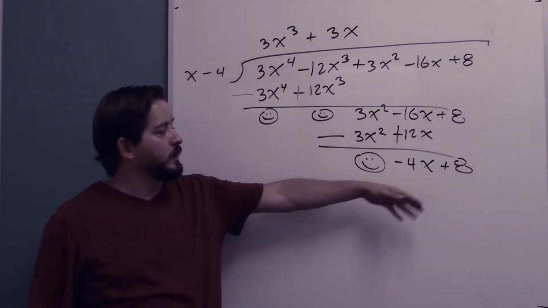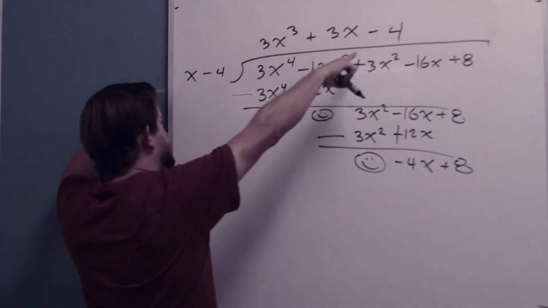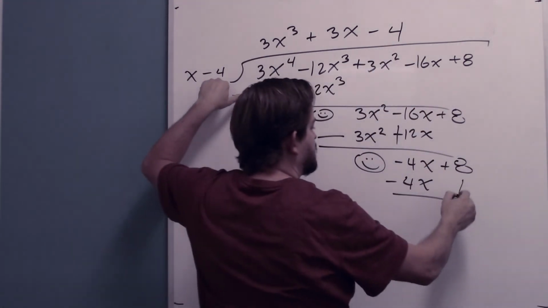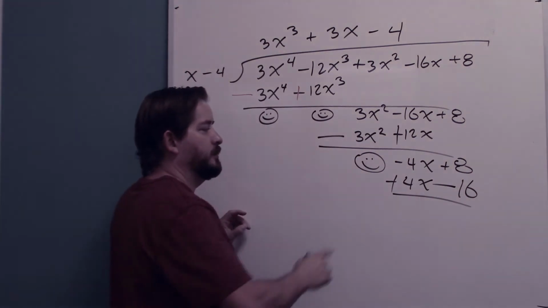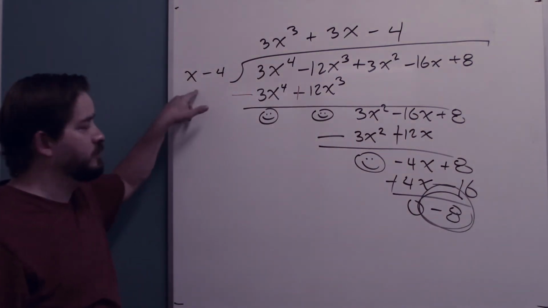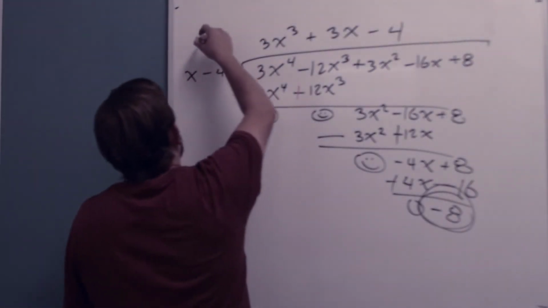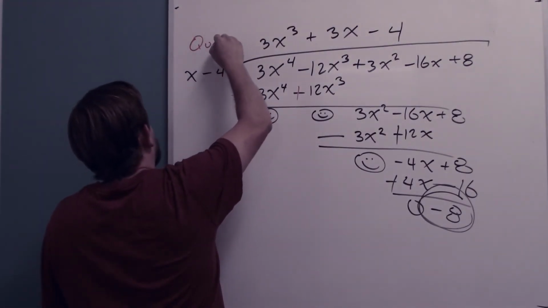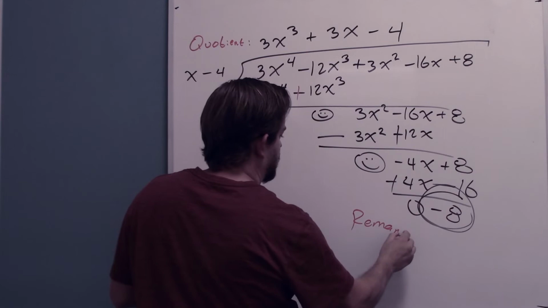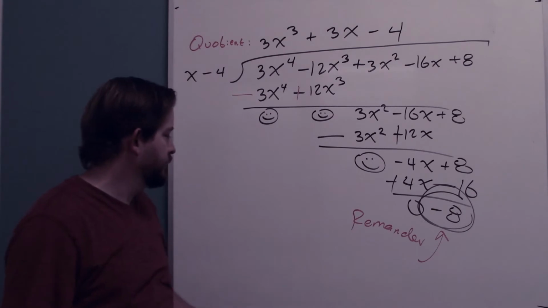And go again. -4x divided by x is -4, so minus 4. Minus 4 times x is minus 4x. Minus 4 times minus 4 is a positive 16. Change your signs. So that becomes 0, minus 8. And that's my remainder because I could no longer divide it by that first term evenly. So the quotient is here, and the remainder is -8. Good.